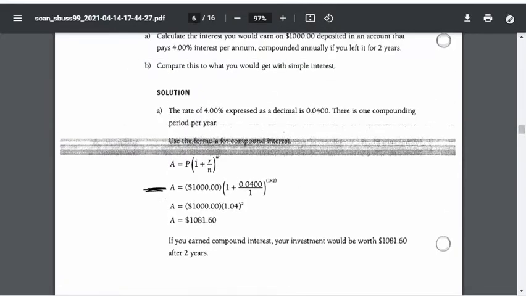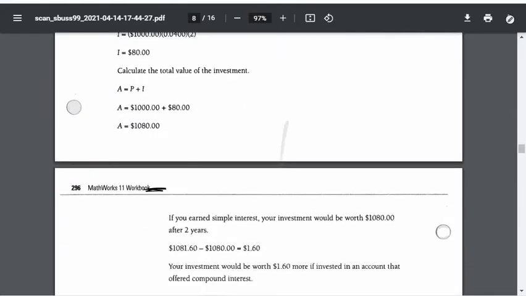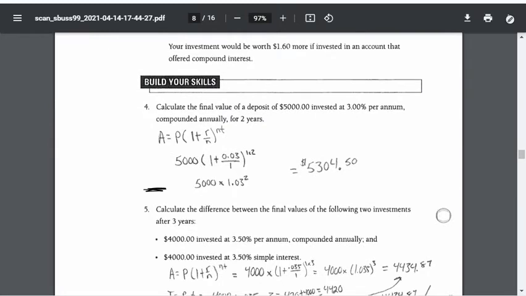So let's jump all the way. You can go through these examples. They're good to look at, but let's take a look at what we're going to be doing here. It says calculate the final value, so how much you're going to have in total. If you deposit $5,000, there's your principal. 3%, you're going to change that to a decimal, 0.03. If it's compounded annually, so that means it's only happening every year, which is awesome, so you only have to divide by 1 for 2 years.